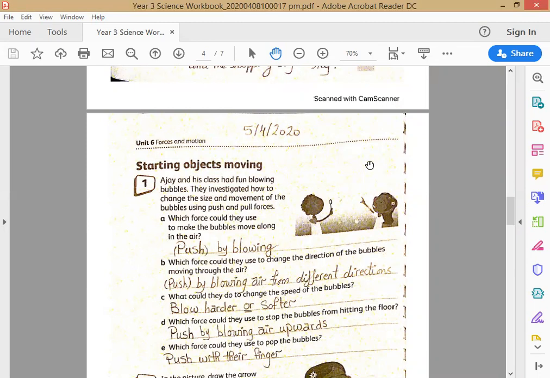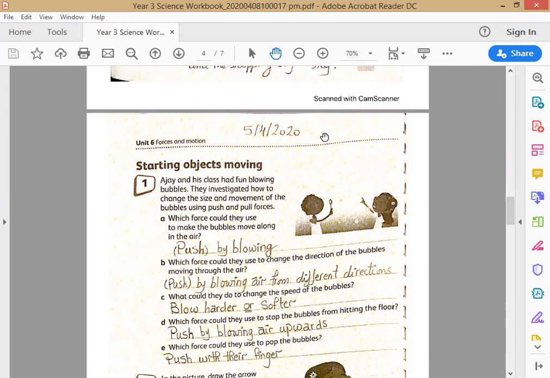What are you going to do to blow a bubble? You're going to place the stick in the soapy water, and then you are going to push the air in the stick, or you are going to blow the air in the stick. So you are going to have a bubble.